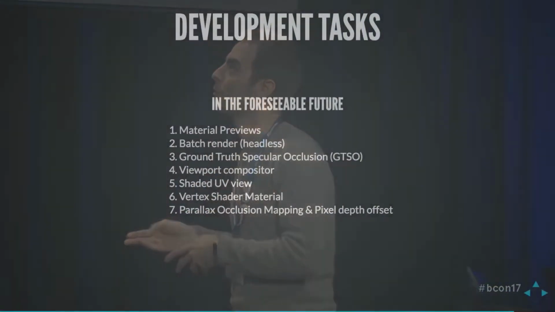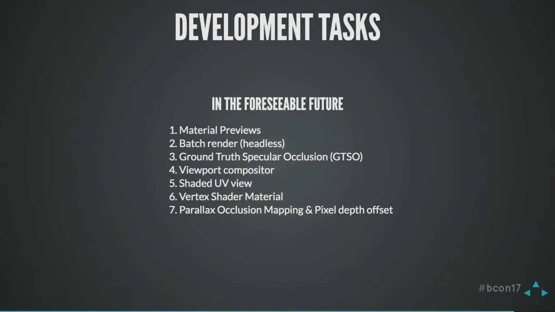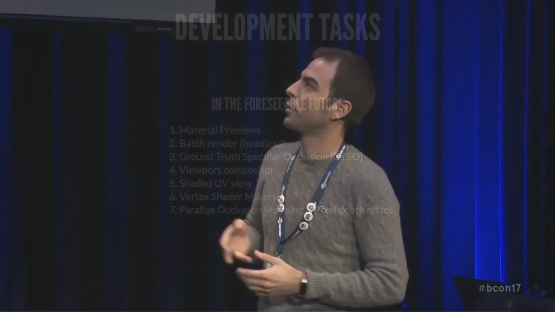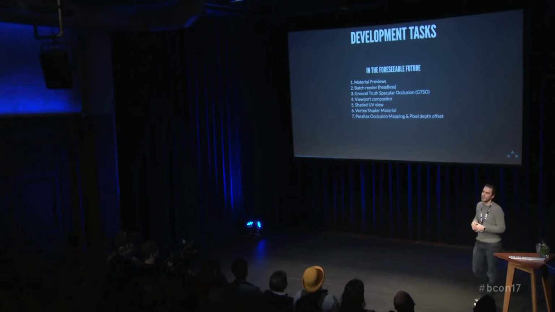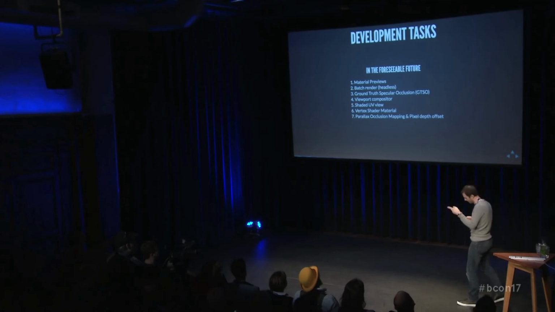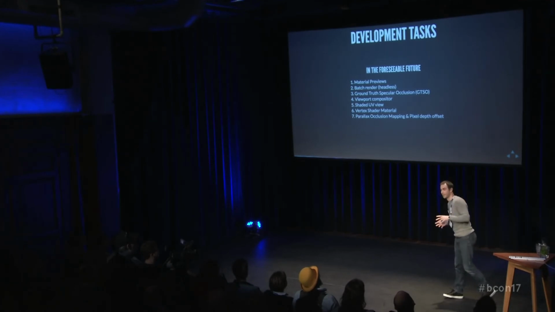Then in the foreseeable future, that is after the first half of 2018 until whenever, batch render and material previews should be easy to grasp. Ground truth specular occlusion is a super nice specular occlusion method that is implemented by Clément. Then the viewport compositor is an amazing thing, because then we could have OpenGL renderings that are fed into the compositor, and when they are fed into the compositor, you've got all your nodes, all your effects that you can apply to them, and then save them out in your pipeline. So that is an amazing thing.